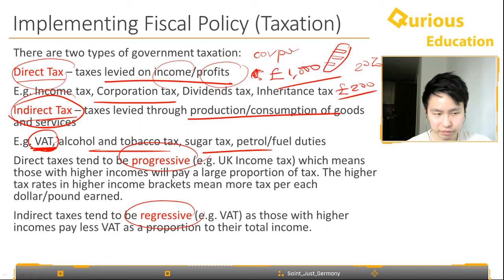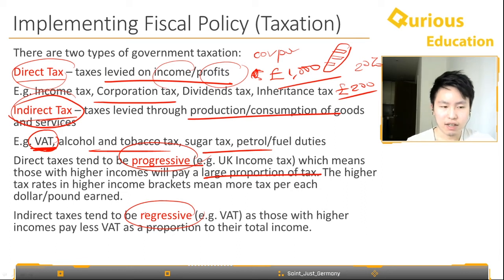So apart from direct and indirect taxes, there are also two ways of describing the type of taxes, called progressive or regressive. A progressive tax means that the tax is charging those with higher incomes a bigger proportion of money. Whereas if it is a regressive tax, it means that it's charging those with lower incomes a bigger proportion of their money. So let me explain.